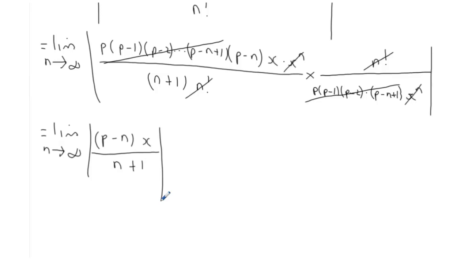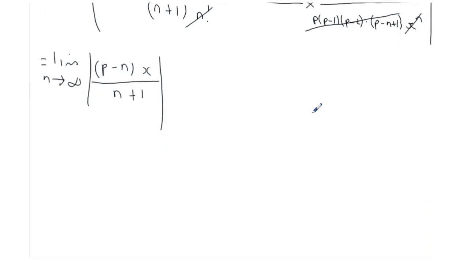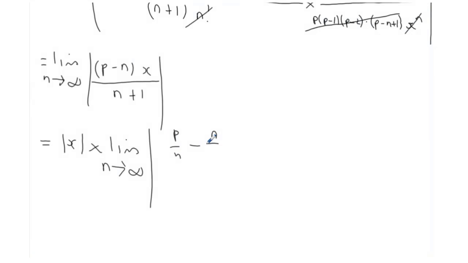So we can pull the x out because x isn't affected by a limit in n, as in n approaching infinity doesn't change x, it only changes n. But we can't have that as the only bit of the absolute value. So we're going to say this is the absolute value of x times the limit as n approaches infinity of the absolute value of, well, you've got p minus n on the top over n. So I'm going to just divide everything through by n. So p over n minus n over n, over n over n plus 1 over n.